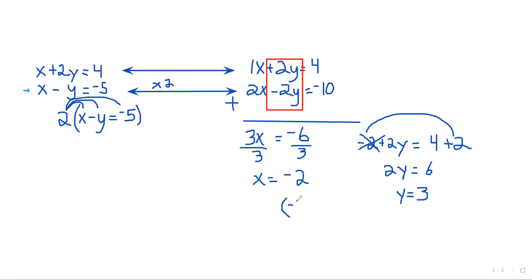I'll put it in proper form here: negative 2 and 3. It's just as easy as that. So what did we do? We had to transform one of the equations so we can get to the elimination part like we saw there in the red box.